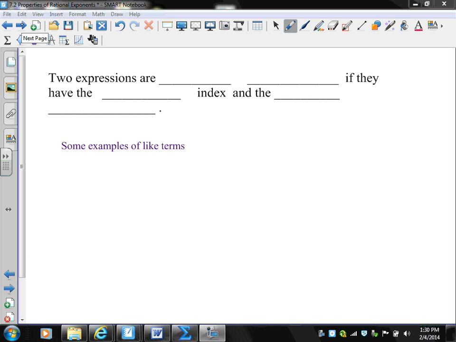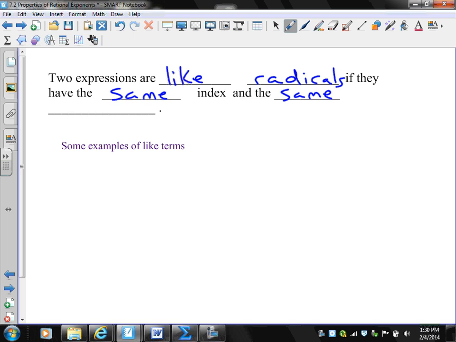And we're going to actually try to add or subtract radicals, but first we need to talk about like radicals or like terms. So we say that two expressions are like radicals if they have the same index, which means if one's cube rooting, the other one has to be cube rooting, or fifth rooting on both of them, or seventh rooting. And they need to have the same radicand. So what we're taking the root of needs to be the same.